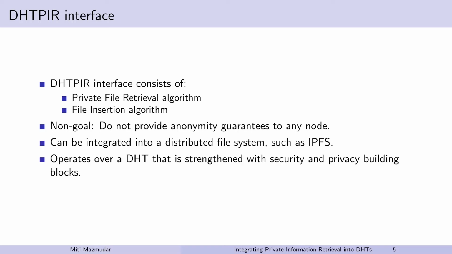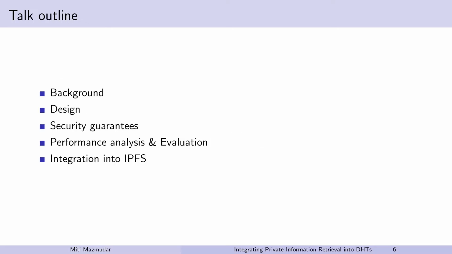Right. Our interface can be integrated within a distributed file system, such as IPFS. For this integration to work, the underlying DHT first needs to be strengthened with additional security and privacy building blocks, such as quorums and quorums-based secure routing. I'm going to start with the background for our work and proceed to the design of our protocols. I'll briefly go over the security guarantees and a performance analysis of our protocols. I'll then present our evaluation. To conclude this talk, I will outline directions for integrating our work into IPFS, which we will address through our proposal.